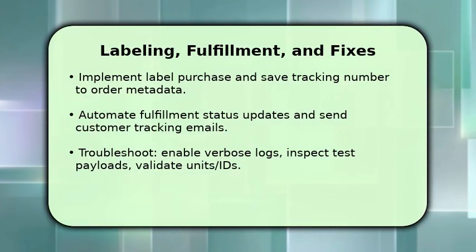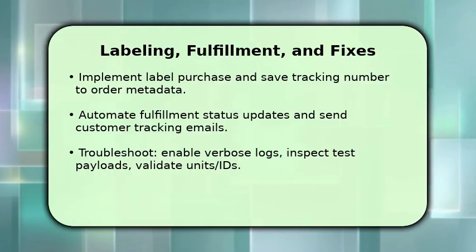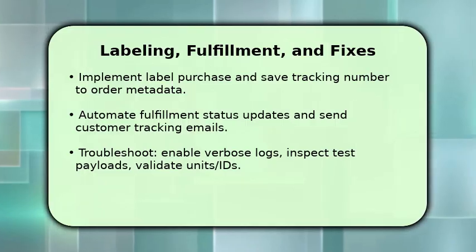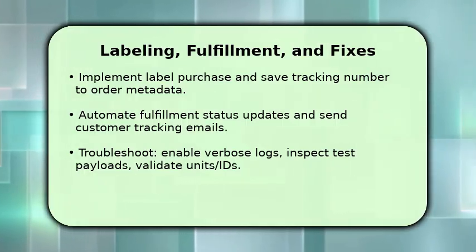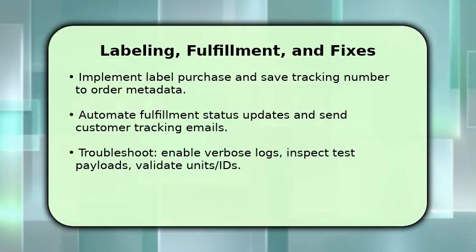You finish by adding label purchase and tracking. Create a secure endpoint to request labels, attach tracking numbers and label PDFs to the WooCommerce order, and update fulfillment status automatically. Make sure to send the customer an email with tracking info and expected delivery.